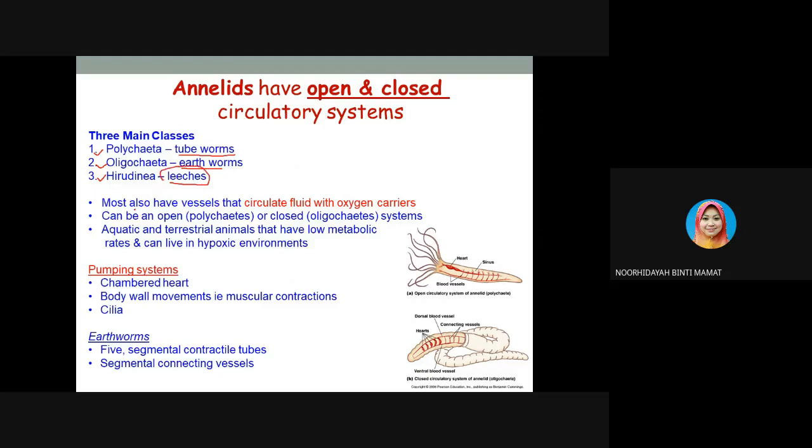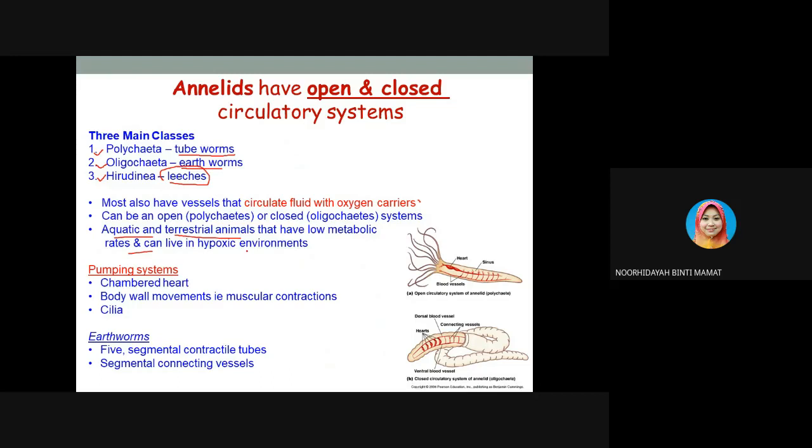Most also have vessels that circulate the fluid with the oxygen carriers. It can be an open circulatory system in polychaetes, or a closed circulatory system in the oligochaeta. They are aquatic and terrestrial animals that have low metabolic rates and can live in hypoxic environments.